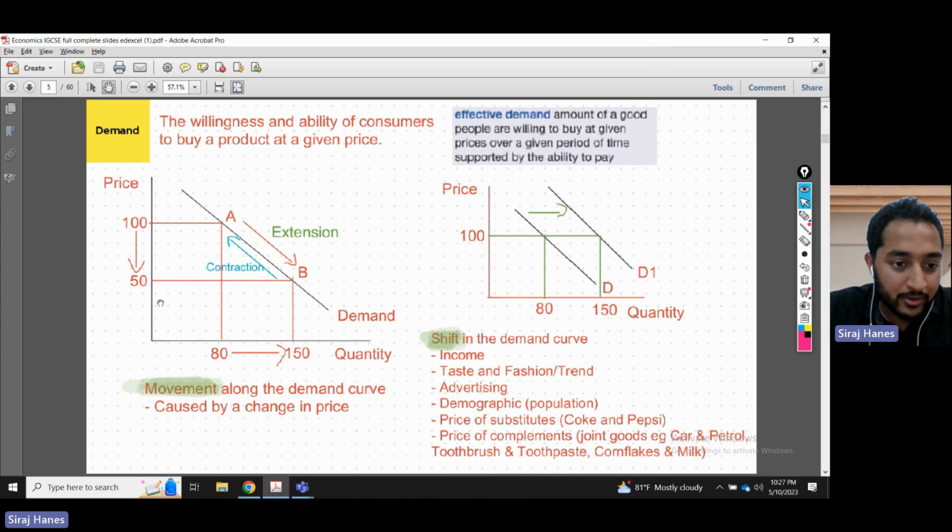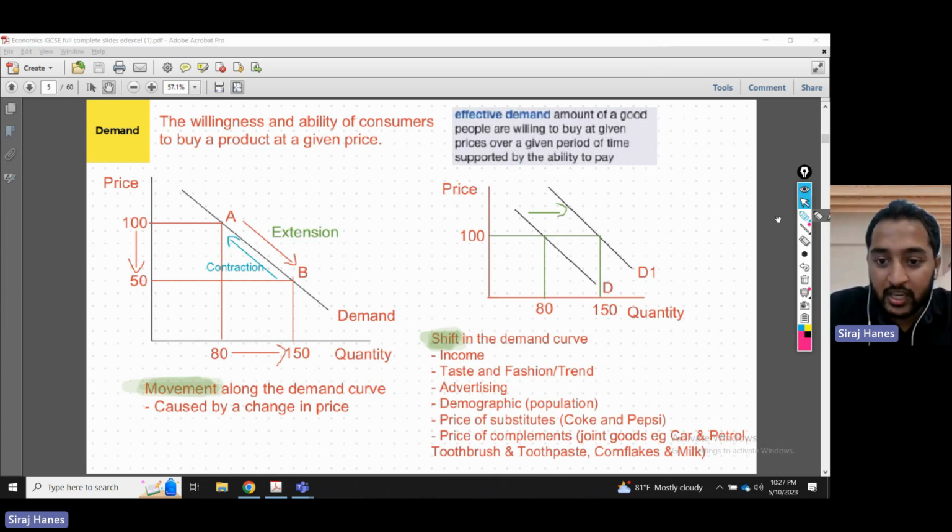The other way around, if you raise your price, demand will fall. This is called a contraction of demand. This is called a movement along the demand curve. Remember, a movement along the demand curve is only caused by a change in price. The curve will not shift if it's just a change in price. It'll cause a movement, but any other factor that affects demand will shift the curve.